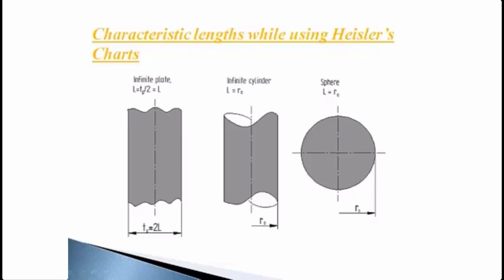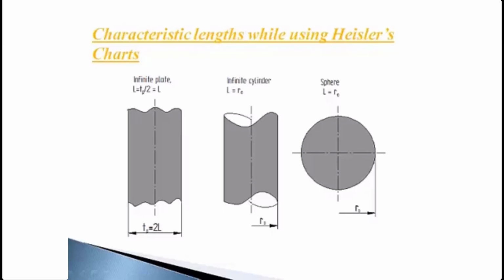Same is the case with the cylinder. From the axis, heat flows in the radial direction only. It will not flow in the axial direction since it is an infinite cylinder, a very long cylinder. So to the surface, the heat flow will be along the radial direction. In case of a sphere, the heat flow will also be in the radial direction.